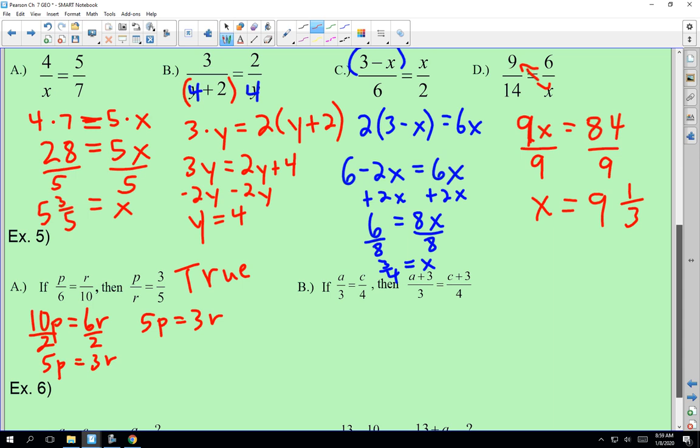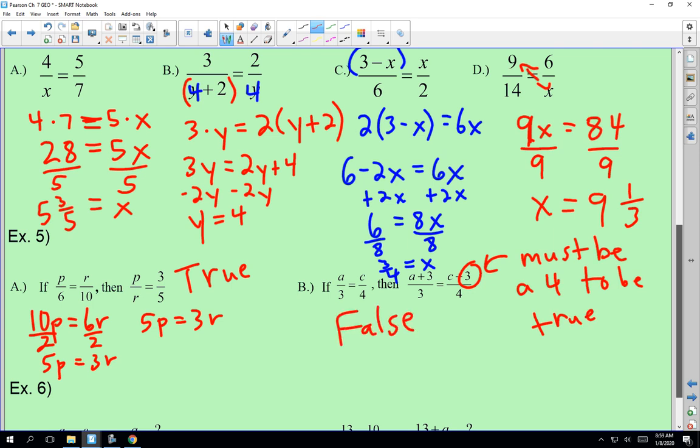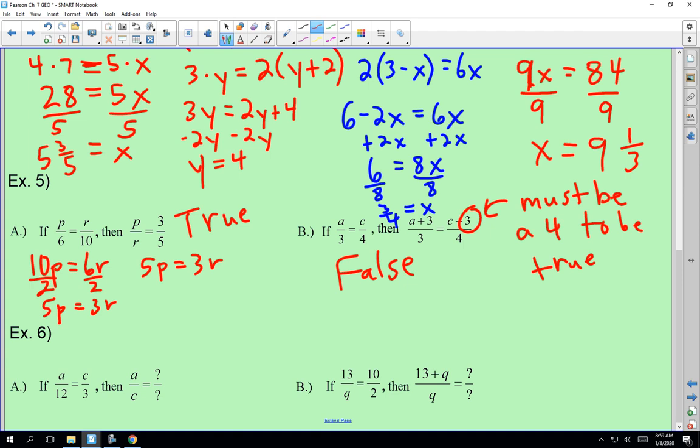What about here? This one's actually false. You see why? You see it? One issue here. It's okay. They put a plus 3 here. That's okay. They just added 1, but they're not actually adding 1 here. They're adding what to the c over 4? 3/4. What would this have to be right here to be true? Must be a 4 to be true. So this is false. And that's that final property that I put before.